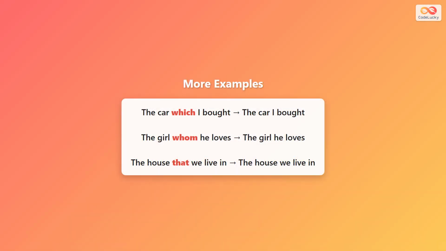Here are more examples. The car which I bought becomes the car I bought. The girl whom he loves becomes the girl he loves. The house that we live in becomes the house we live in. Omitting makes sentences shorter and smoother.